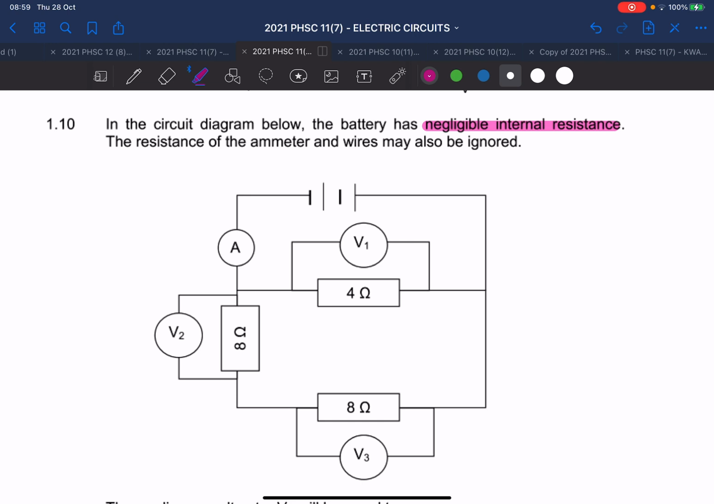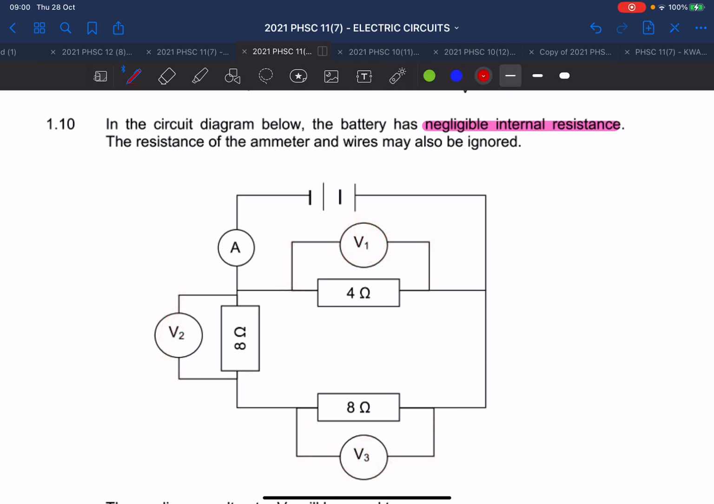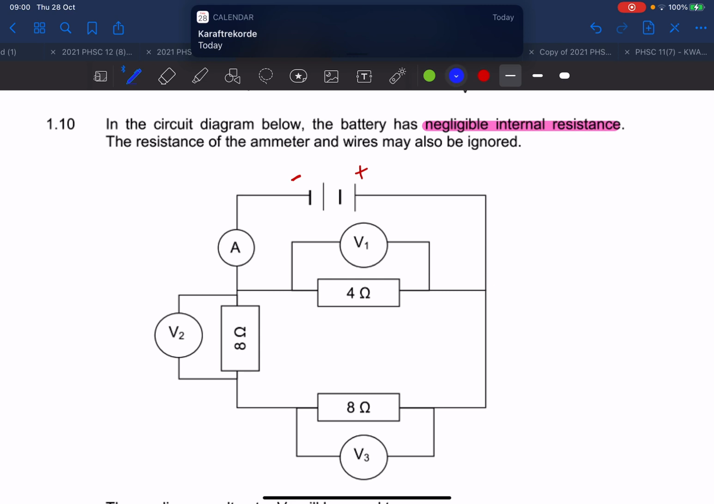Okay, now when you look at this circuit, it looks quite scary. It just looks like a circle and you think maybe it's difficult, maybe it's not. So what I'll advise you is to redraw the circuit and to start with, just ignore the voltmeters. Okay, so we see that this is the positive side, this is the negative side. So we go from the positive side and then we get to a point where the current must split up.